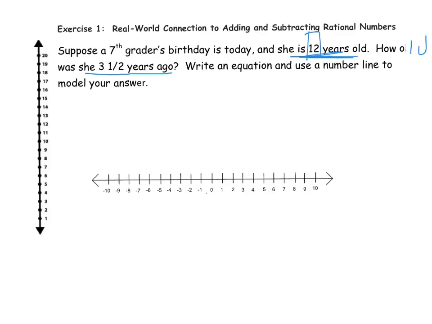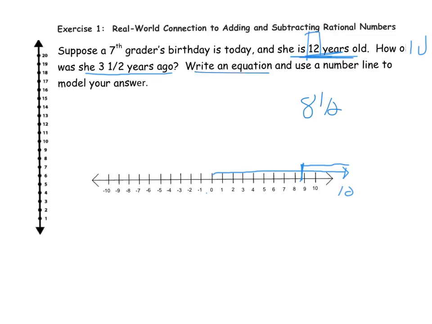Now on a number line, we have to go all the way up to 12. So here's 10, 11, 12. And then we have to take away 1, 2, 3, and a half. So 3.5 is exactly halfway in between 9 and 8. So she's 8.5 years old.